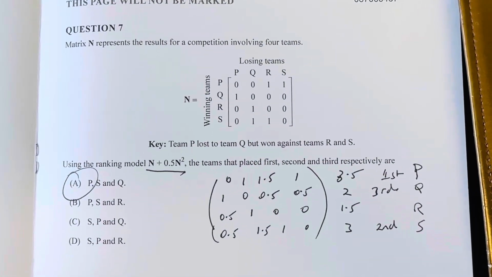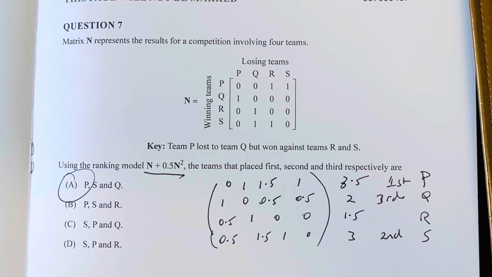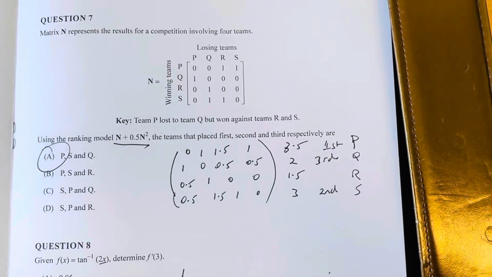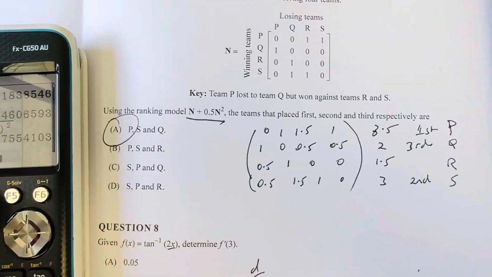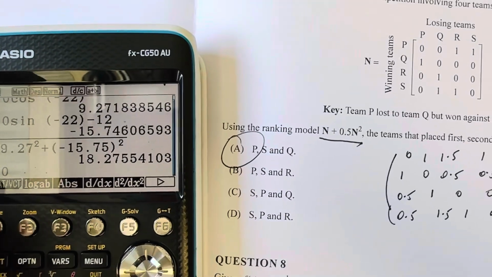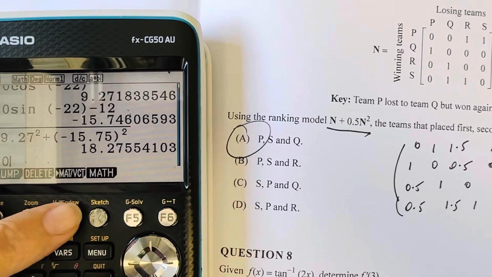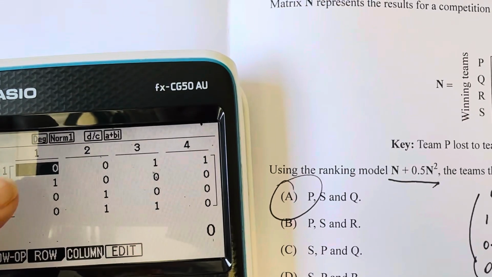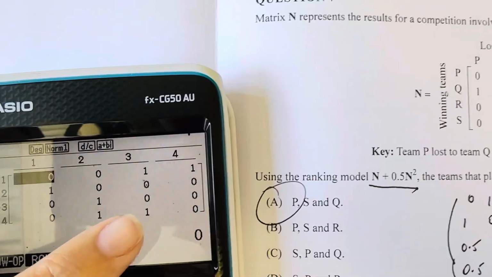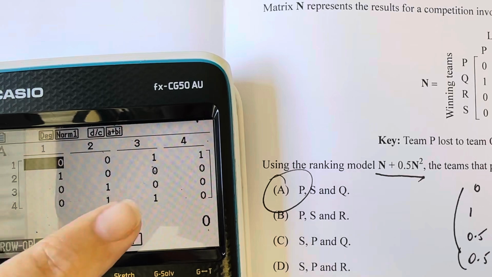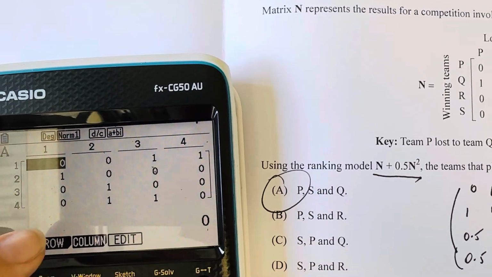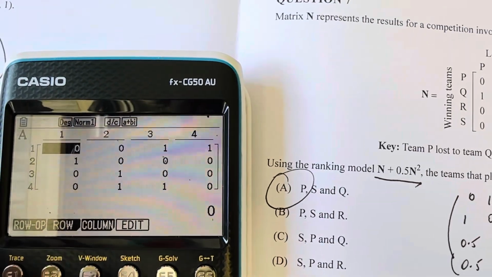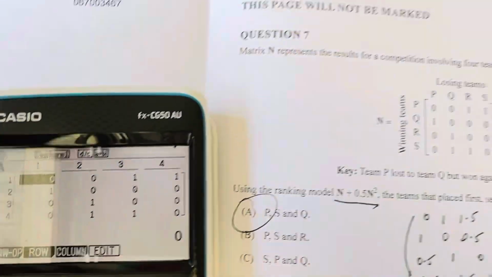Question 7 is a dominance matrix question. So this is just using your calculator, what you can do. Now I find the easiest way to input something like this is if I go straight to MatVec, I'm entering a 4x4 matrix and I enter it in there. 0, 0, 1, 1, 1, 0, 0, 0, 0, 1, 0, 0, 0, 1, 0, 0, 1, 1, 0, sorry. So you enter your matrix in.